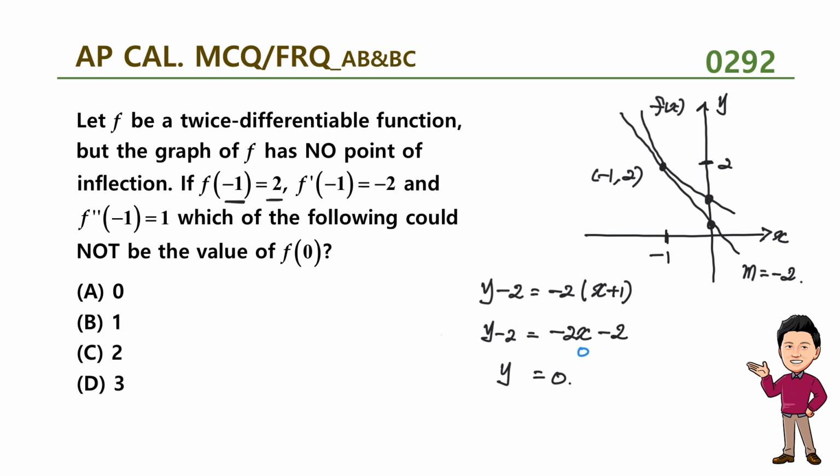It could be 1, it could be 2, it could be 3, but it cannot be 0 because this function value must be greater than 0. So the answer must be A. Does that make sense?